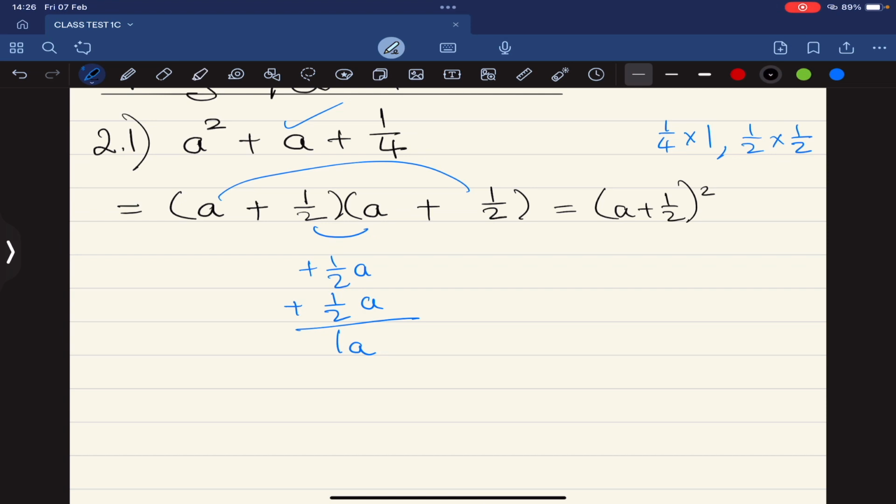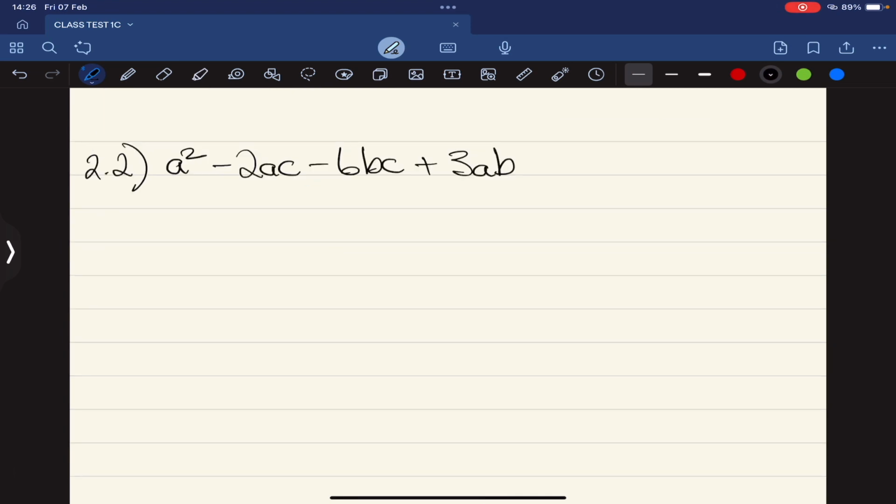2.2, we have a² minus 2ac minus 6bc plus 3ab. So this a² minus 2ac minus 6bc plus 3ab. And this is 4 terms. We are going to then group them here. I do not see a highest common factor. There's nothing in common across the 4 terms. So I'm going to go ahead and group this.